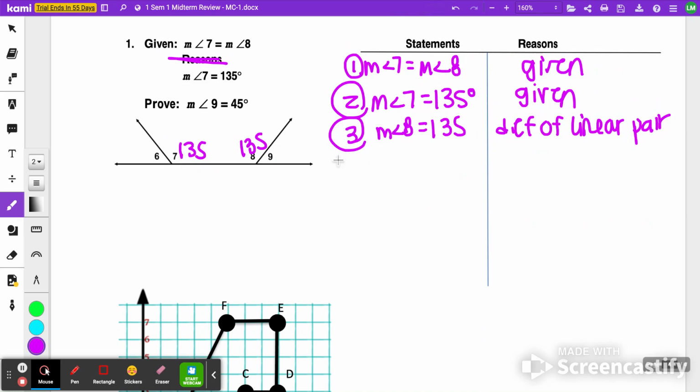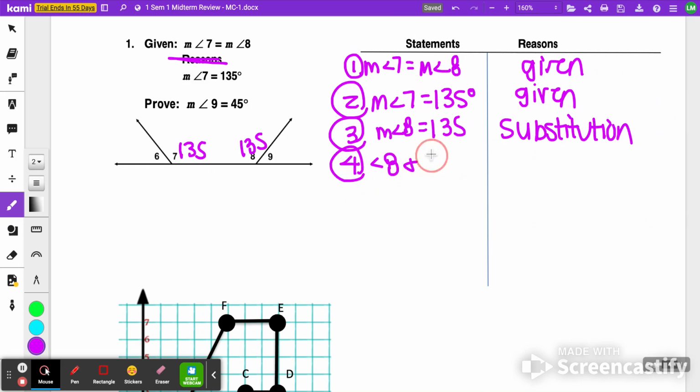Okay. From there, because we have that linear pair, that was substitution, because angle 7 is equal to angle 8. Sorry, getting ahead of myself. Okay, which means now in statement number 4, angle 8 and angle 9 are linear because that's the linear pair definition.